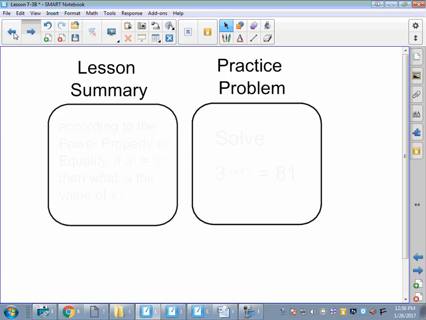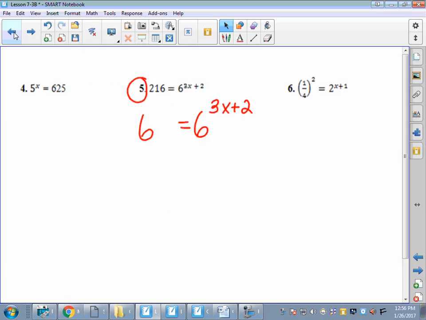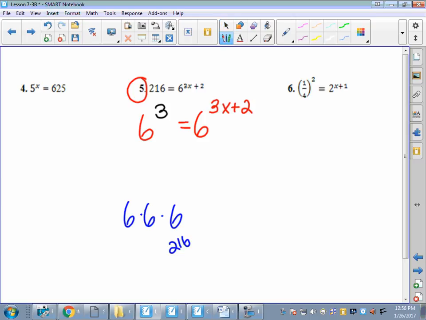So I'm going to go on the bottom and do the same work that I tried to do before. So 6 to something is equal to 216. So might need a calculator. 6 times 6 is 36 times another 6. I think that's 216. So how many 6's did I multiply together? So that means 6 to the 3rd equals 6 to the 3x plus 2. So I switched that 216 and wrote it as a 6 to a power.